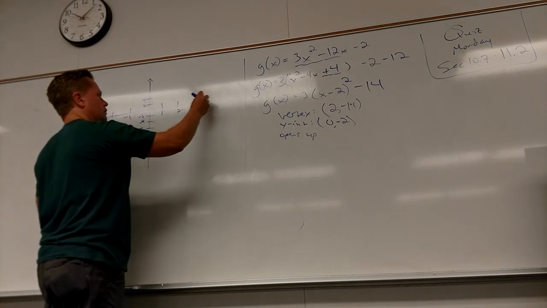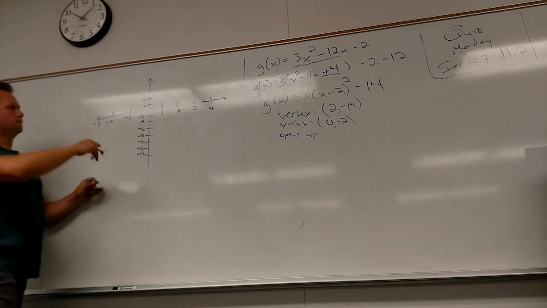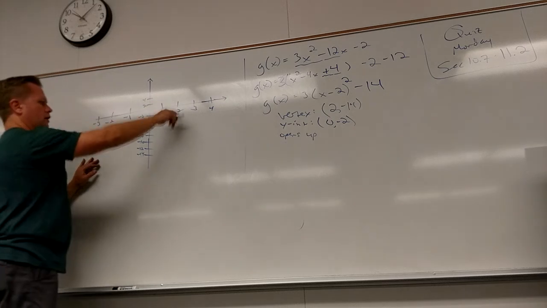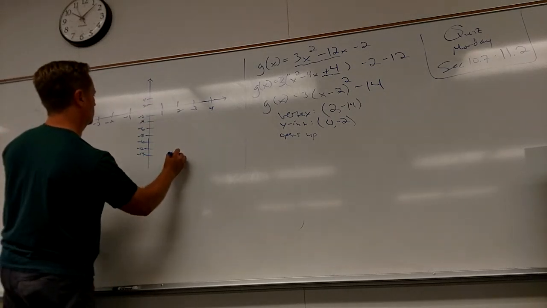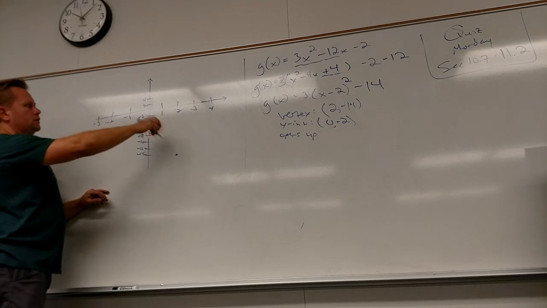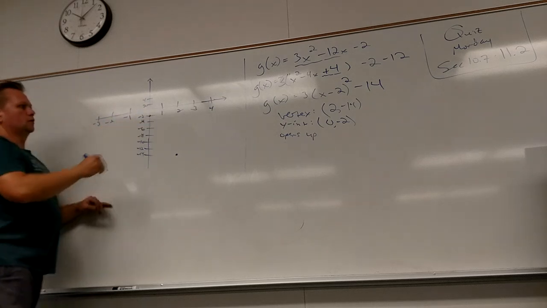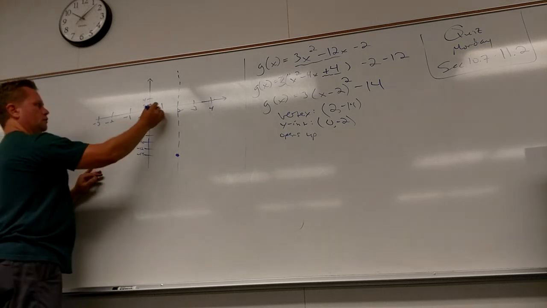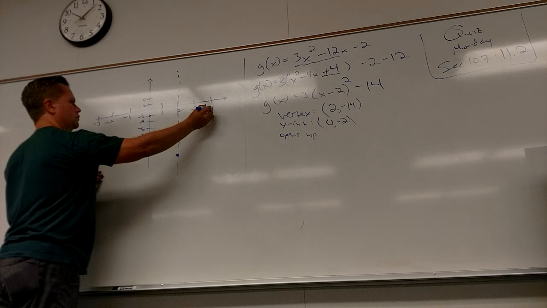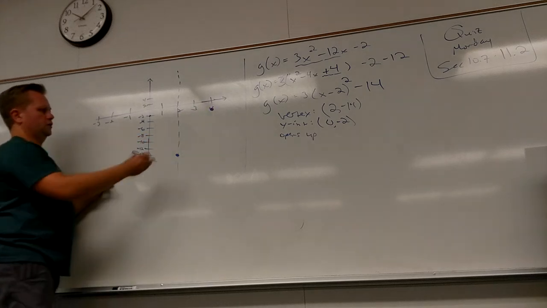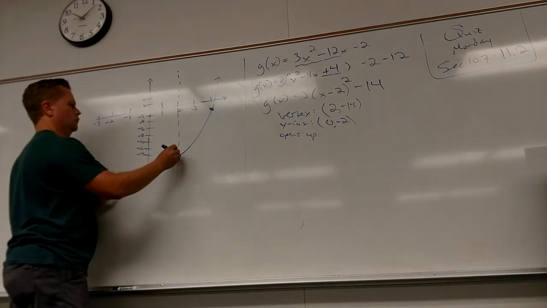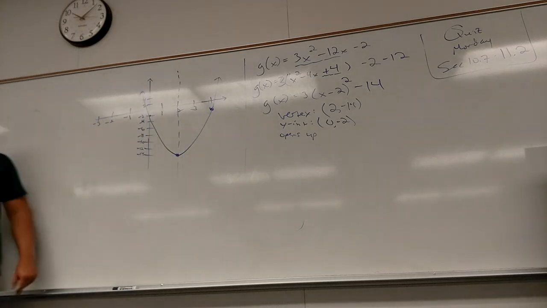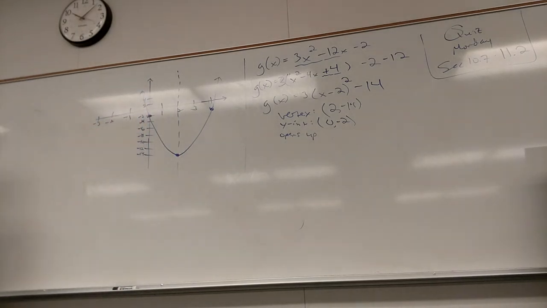Maybe I want to go to 4. So then my vertex is 2, negative 14. My y-intercept is 0, negative 2. So where's there going to be another point? 4, negative 2. Miss a point, make it big. So really, all you need for our purpose is 3 points.